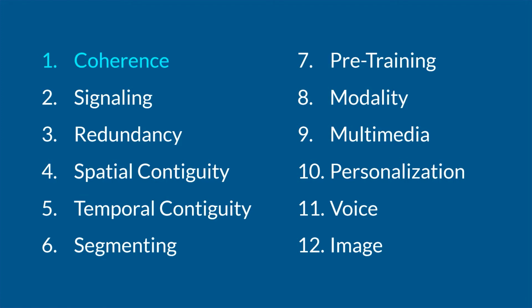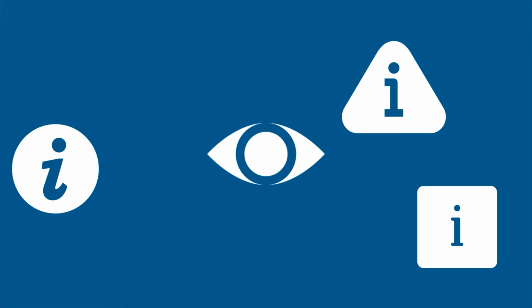The first is the coherence principle, which involves avoiding any extraneous material in instruction. This includes extraneous images, sounds, music, and unnecessary words or symbols. People learn better when extraneous information is avoided in instruction.